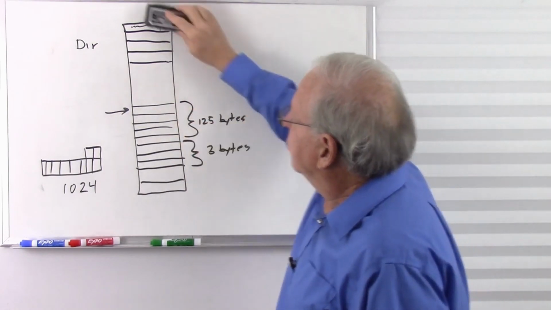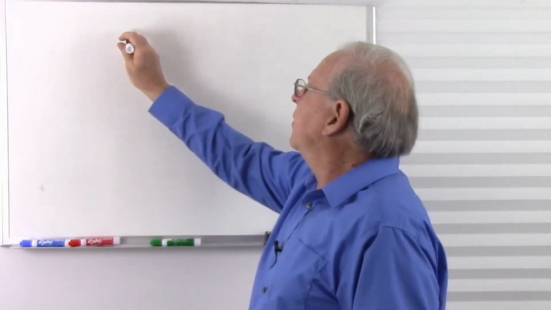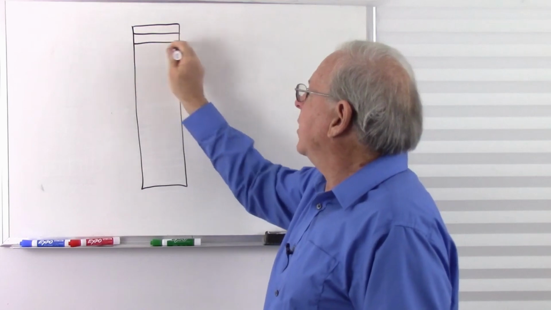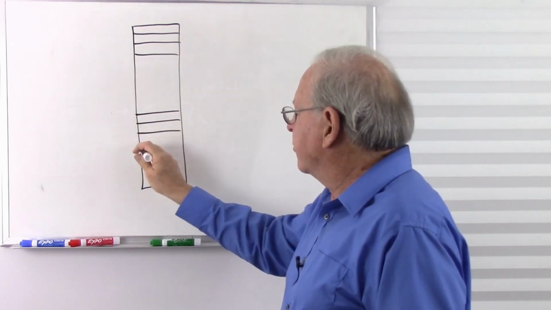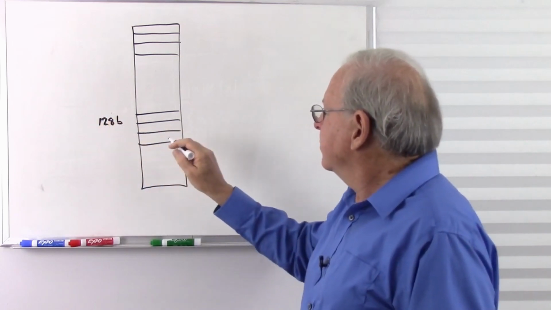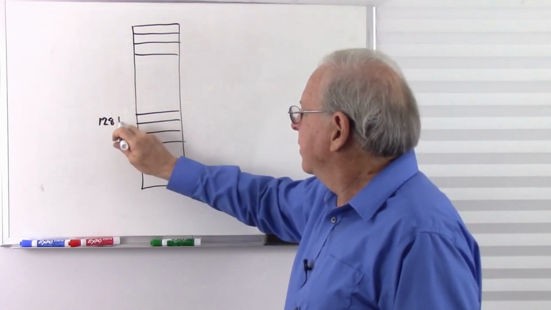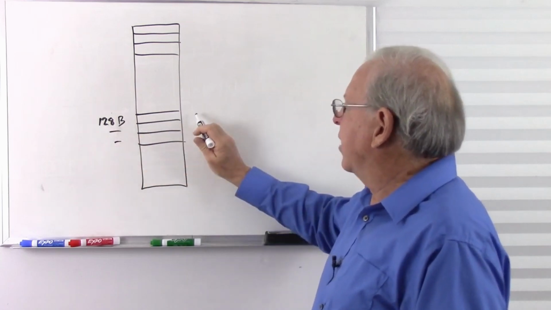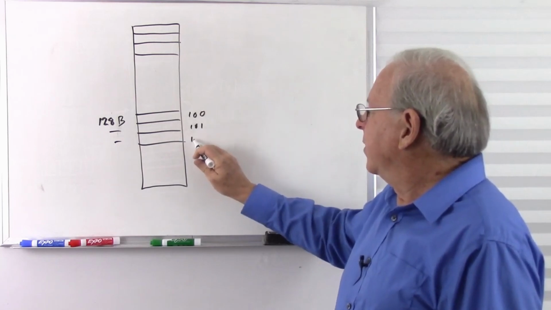Where's the next block? So I'm going to redraw this a little bit. I'm just going to make things a little smaller. There's my directory entries. Here's my blocks of data. So there's a sector, there's a sector, there's a sector. Each one of these is 128 bytes. 128 bytes, another sector, another sector. So let's say that's sector 100, 101, 102.